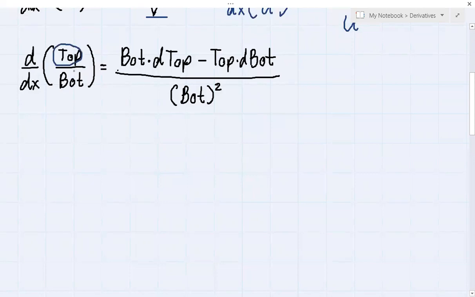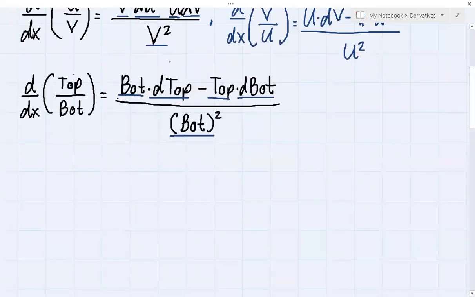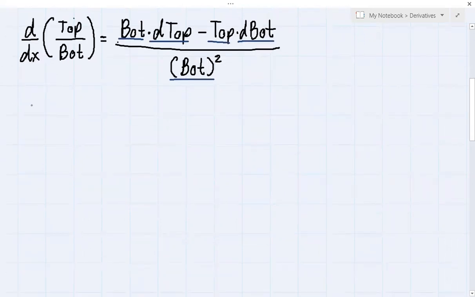So, ang derivative ng top all over bottom is equal to bottom or bot times the derivative of top or d top minus top times the derivative of bot or d bot all over the square of bot. Okay? Bot is basically short for bottom. So basically, bot d top minus top d bot all over the square of bot. It sounds funny, but I highly recommend this one. All right? Top all over bottom. Okay? But I make it bot in short. Okay? So now, let's apply the quotient rule in our given example.